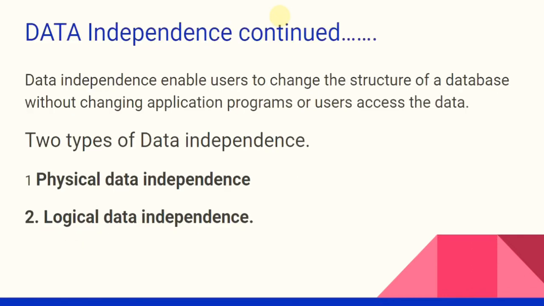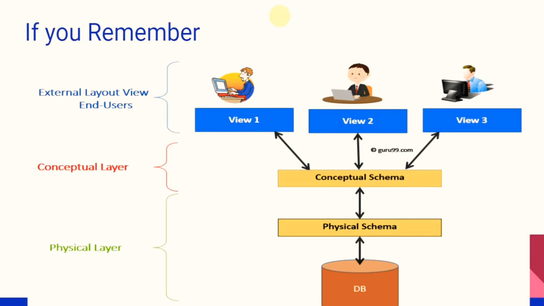So what is the science behind this data independence? Data independence enables the user to change the structure of a database without changing application programs. We have two types of data independence: physical data independence, and the second one is logical data independence. So let's understand this concept.